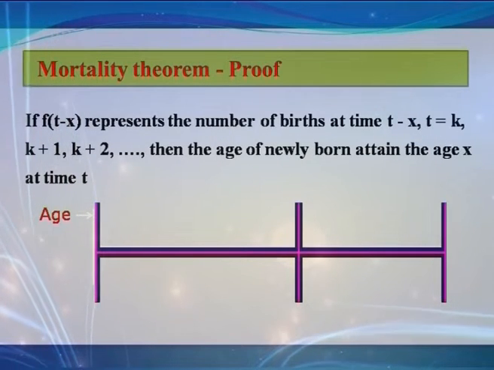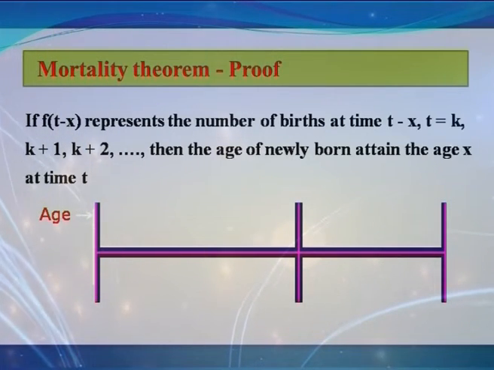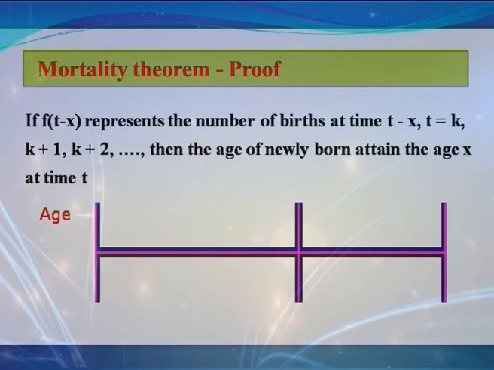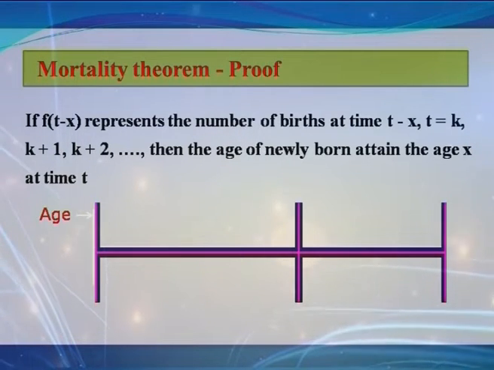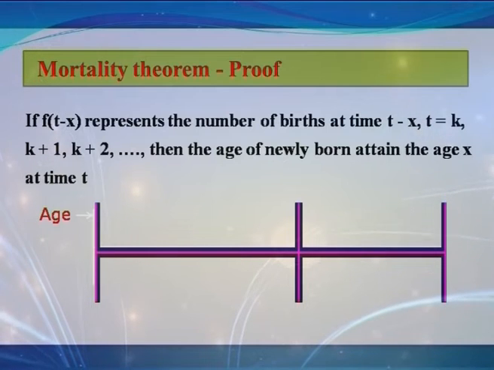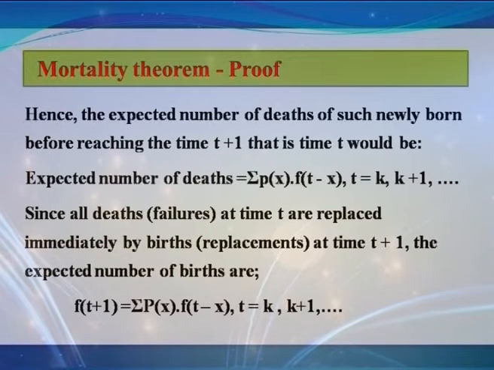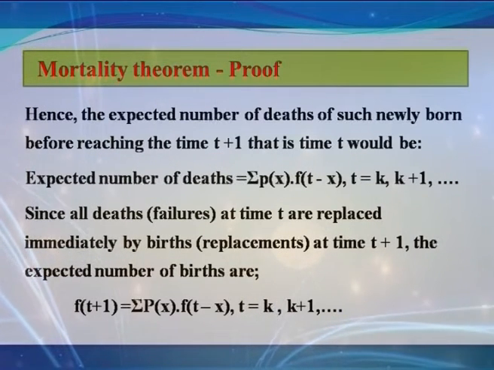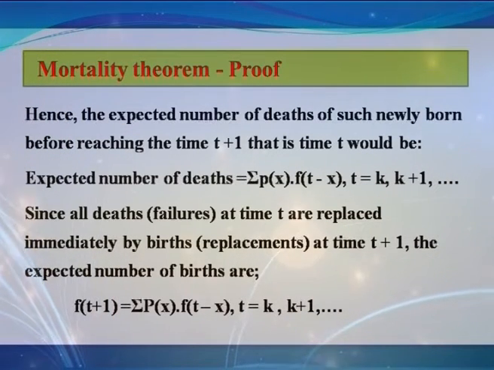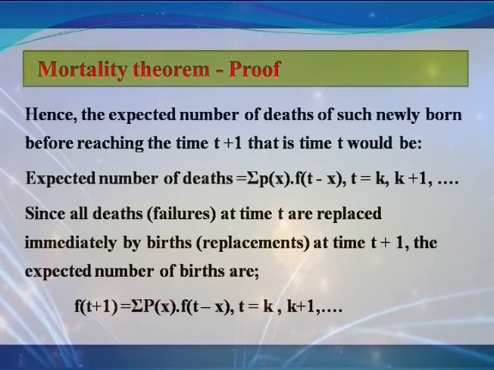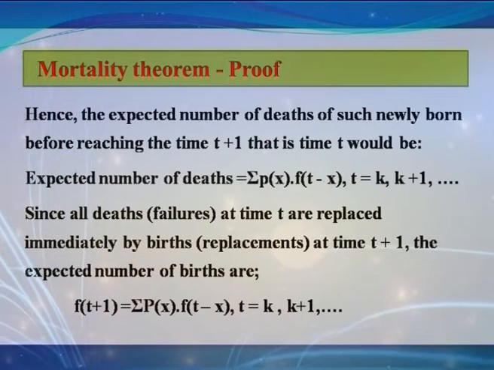If f(t-x) represents the number of births at time t-x, t = k, k+1, k+2, etc., then the age of the newly born attaining the age x at time t is illustrated in the figure below. Hence, the expected number of deaths of such newly born before reaching the time t+1, that is time t, would be the expected number of deaths equal to summation p(x) times f(t-x), where t = k, k+1, etc.